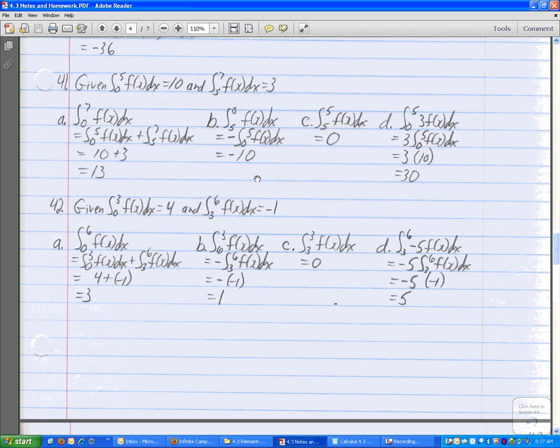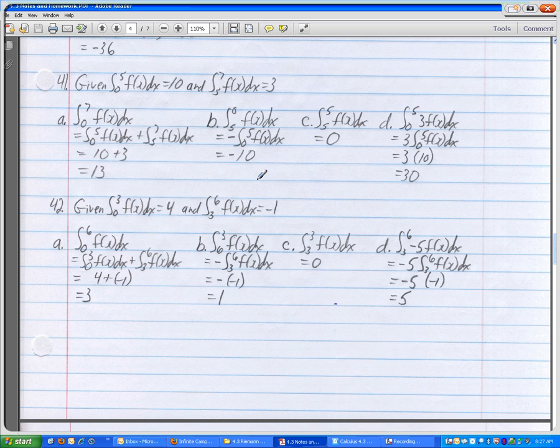All right, on 41, this time we're given that the integral from 0 to 5 of f of x dx equals 10, and the integral from 5 to 7 of f of x dx equals 3. Then we're asked to evaluate these. So first, we're asked to evaluate the integral from 0 to 7 of f of x dx.